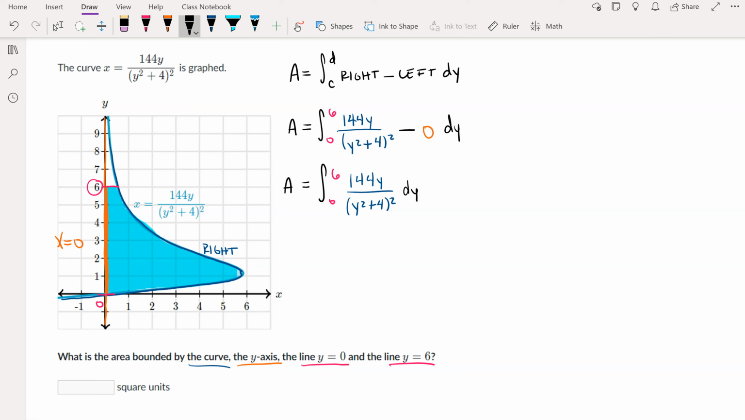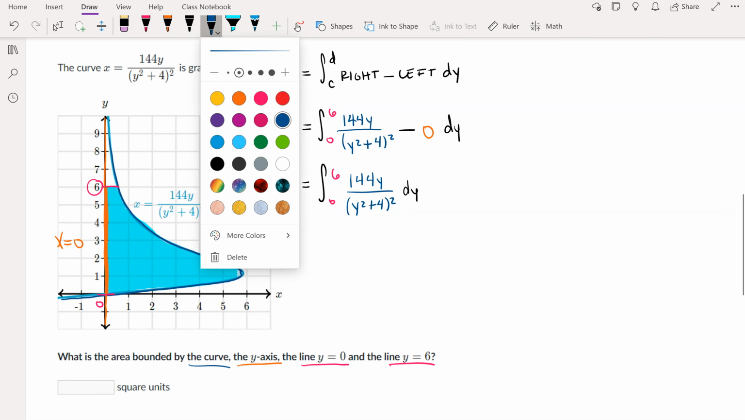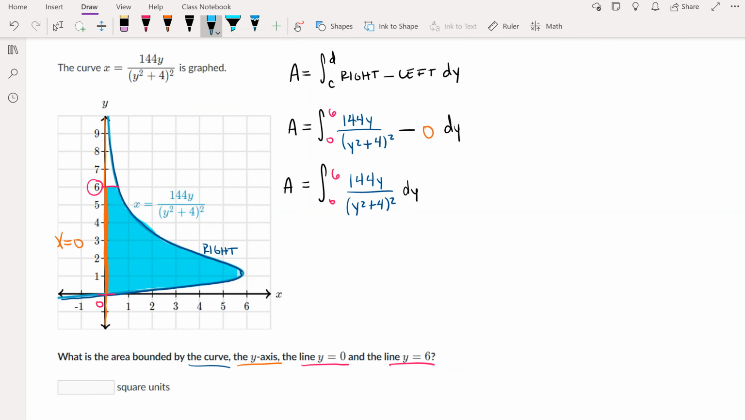This is a tricky integral. It's got some u sub going on, right? So what would u equal here? Hopefully you recognize that u is y squared plus 4. du with respect to y is 2y. So that means that dy equals 1 over 2y du.